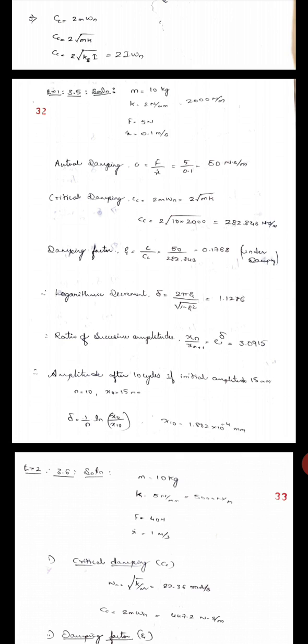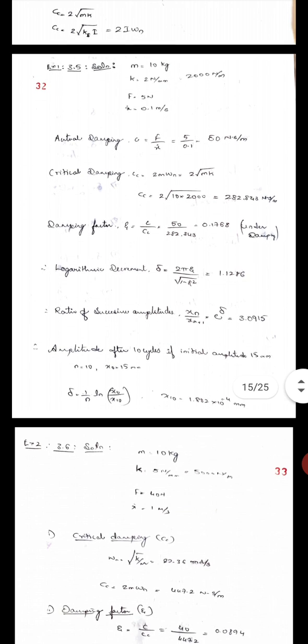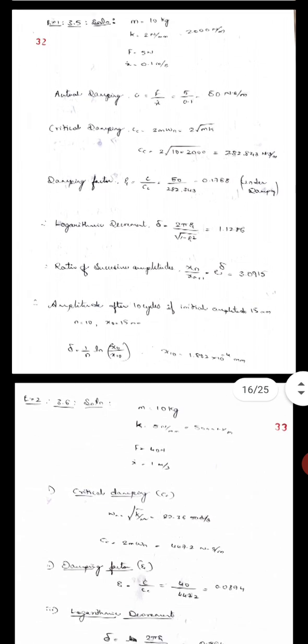So now we can find the logarithmic decrement. The logarithmic decrement delta formula is 2 pi zeta upon square root of 1 minus zeta square. So substitute the value of zeta, that is 0.1768: 2 pi into 0.1768 upon square root of 1 minus 0.1768 the whole square. We have 1.1286 as the logarithmic decrement value. So ratio of successive amplitudes: taking the ratio of any two successive amplitudes, we get the ratio xn by xn plus 1, that is e raised to delta. So e raised to delta, we have 3.0915 as the ratio of successive amplitudes.